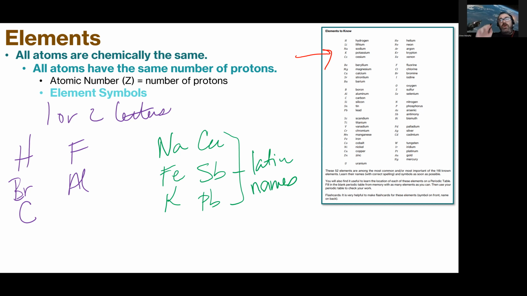There's one of these non-English names that's not Latin and it's German, and that's W. W is tungsten, and it stands for Wolfram. So there we go. What we've got to get out of this is the atomic number. The atomic number always shows up on the periodic table, and we also know the periodic table is arranged by atomic number, so that helps us keep things straight.